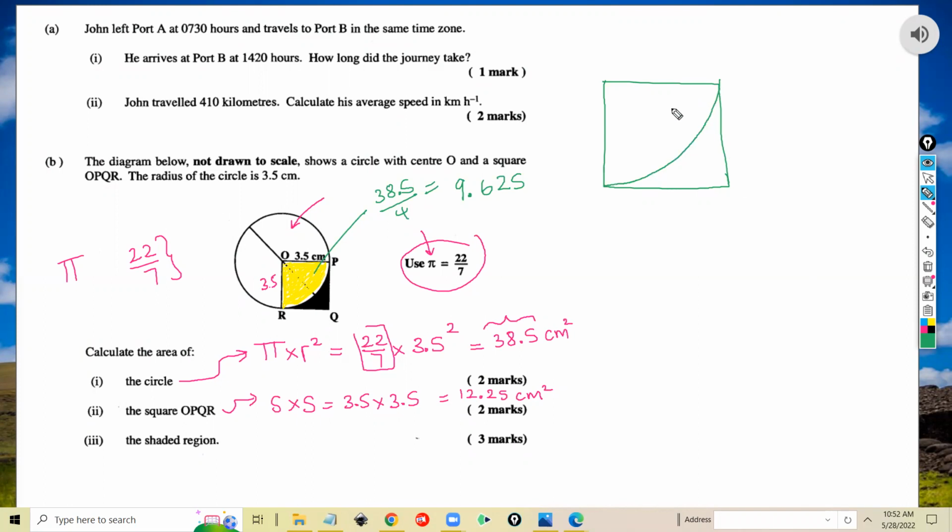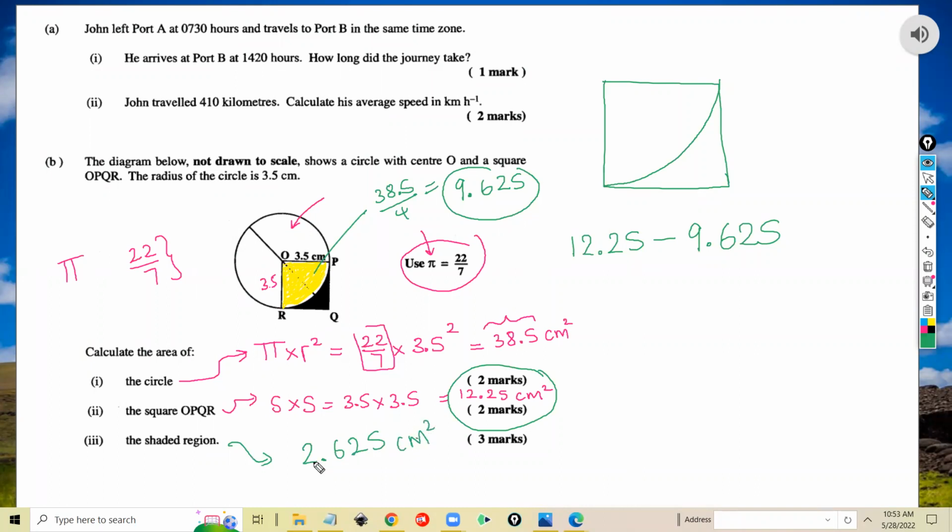You all are getting the correct thing. I think you all realize you have to take the area of the full square, which is this value, minus the area of the yellow region. So it will be 12.25 minus 9.625. And you're getting roughly, when you subtract them, 2.625 centimeters squared. Some people have 2.63 because they might go to 2 decimal places instead.